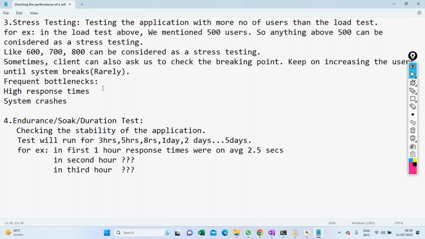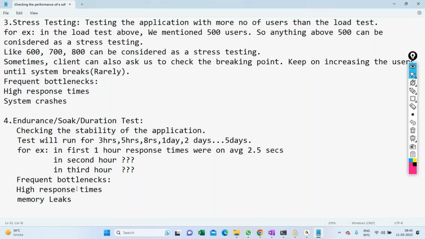Frequent bottlenecks are high response times that we check. At the same time, there is something called memory leaks, which we will discuss later. But this memory leaks will happen rarely, and if it happens, it will happen mostly in endurance test, because this test is run for longer duration. And when a test is run for longer duration, there is a high chance of memory leaks issue. So what is memory leak and all those things we'll discuss later.